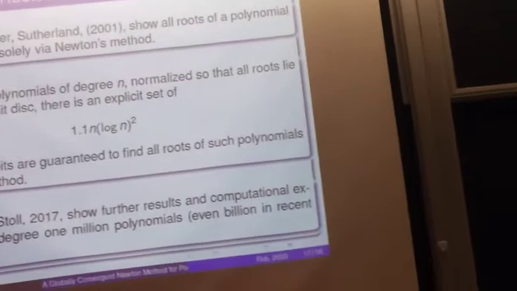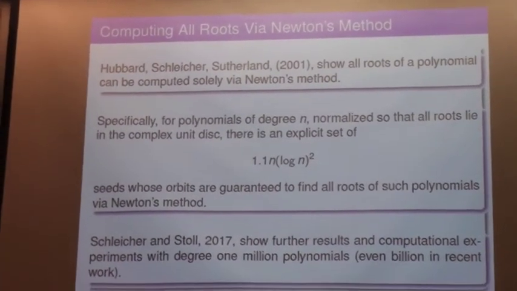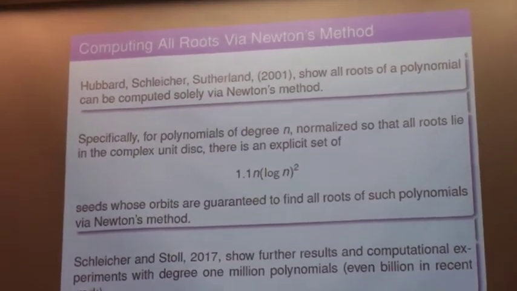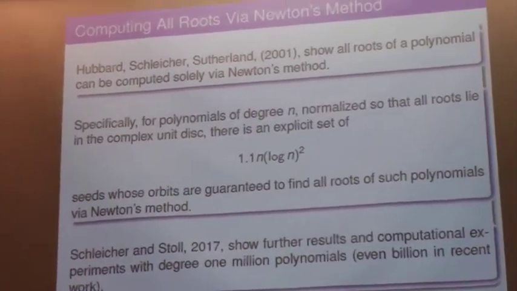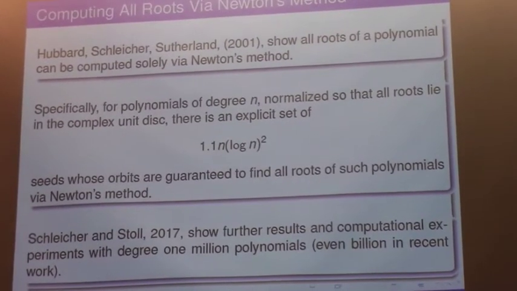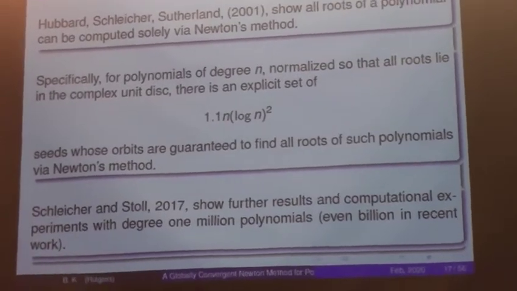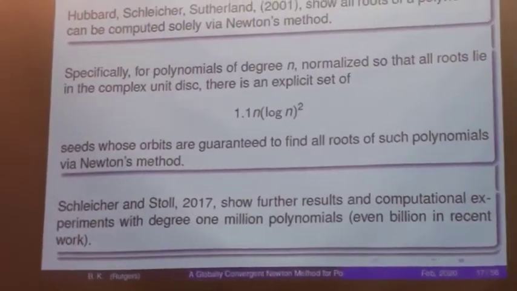You're talking about their method? Yeah. Well, I'm not explaining the details, but imagine there is a set of about n log squared n points, so that if you iterate from those, for each of them you converge to a root. Yes, you will have more than one converging to the same root. But it doesn't go back and forth. It just converges to it.